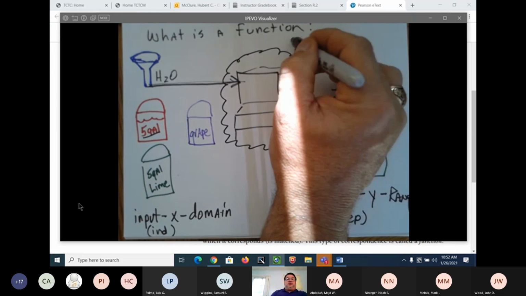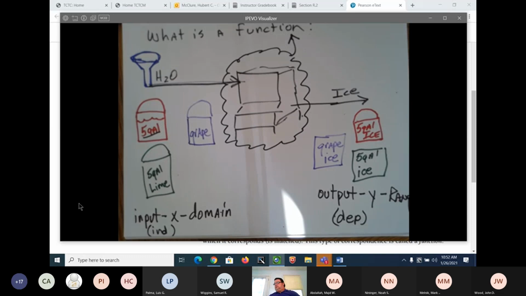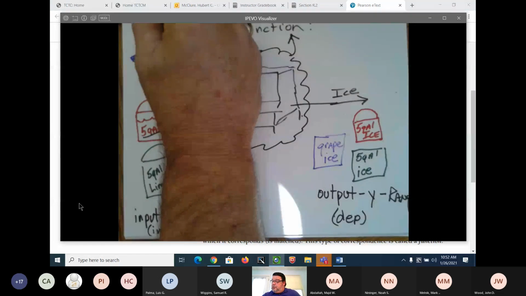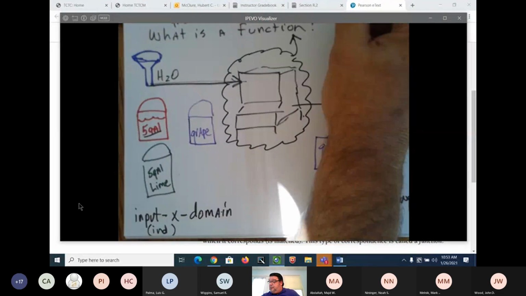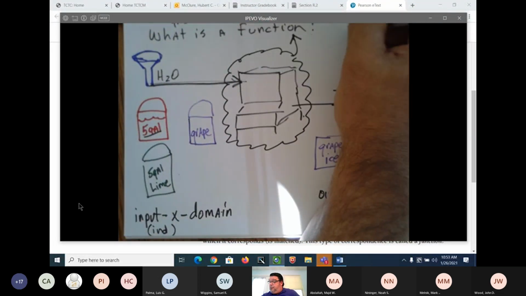The ice machine is the function. So now we can tell you, we know what a function is. The function is what puts the input, churns it through, and makes it the output. You could say the same thing with gas, car, exhaust, or transportation, depending on what you're looking for.